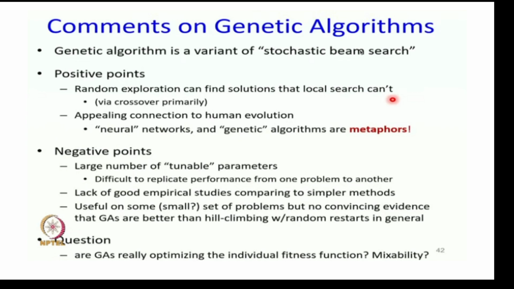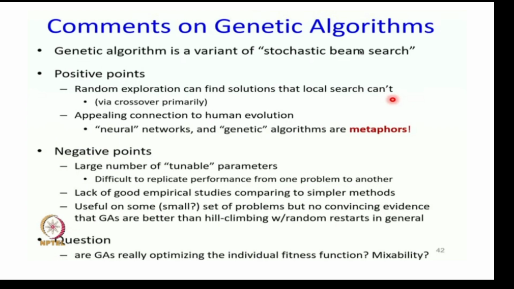What are the negative points? What are the cons? What are the limitations of genetic algorithms? A large number of tunable parameters. What are those? What should be the selection fitness threshold? What should be the position from where we do crossover? What would be the mutation point? All these are so many tunable parameters.